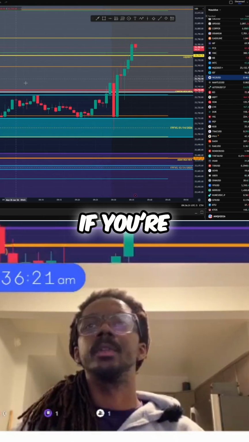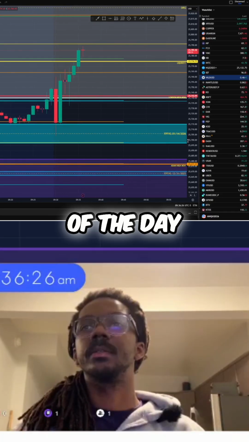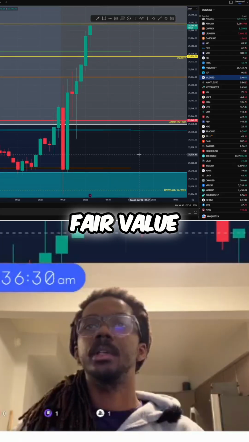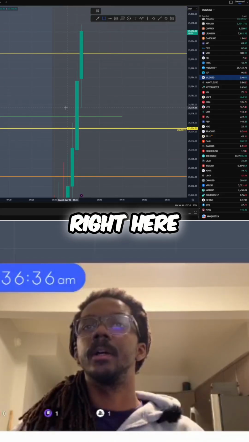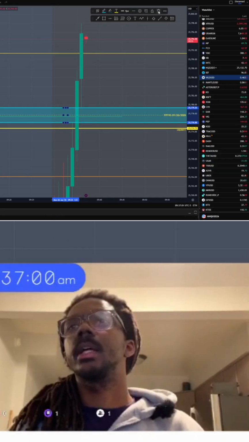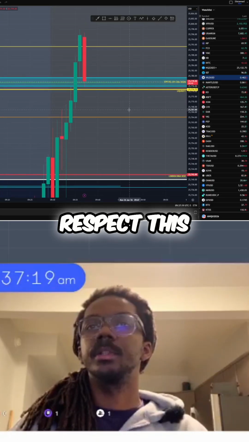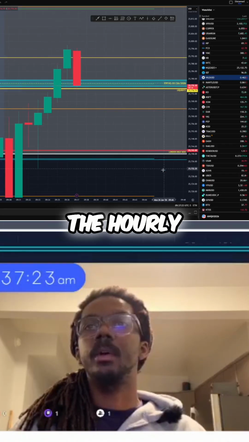So if you're somebody who wants to trade the first 30 minutes of the day, I would say you have to use the first presented fair value gap. The first presented fair value gap is right here. I think today is what, the 28th or the 26th. Then lock that on your chart. All right, so now we're going to see how price starts to respect this first presented fair value gap. Mind you, we're still waiting for that hourly candle to close.